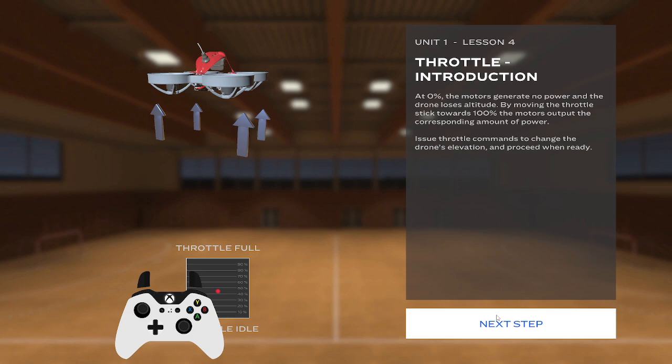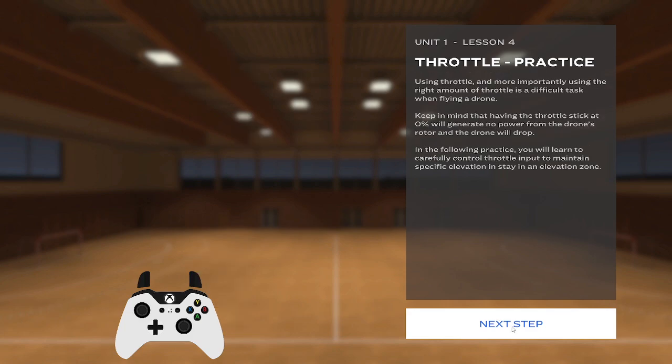Alright. Throttle practice. Using throttle, and more importantly, using the right amount of throttle is a difficult task when flying a drone. Keep in mind that having the throttle stick at 0% will generate no power from the drone's rotors and the drone will drop. In the following practice, you will learn to carefully control the throttle input to maintain specific elevation and stay in the elevation zone. Okay. I have to arm it.